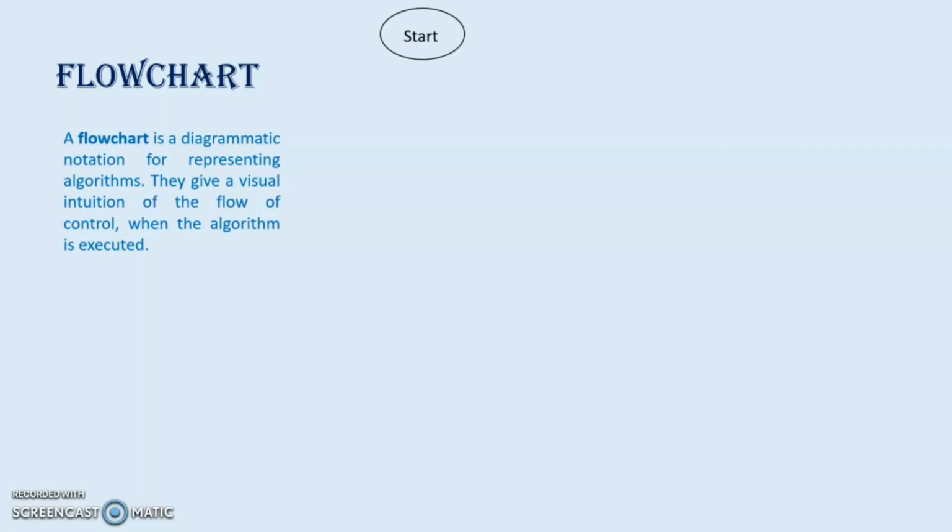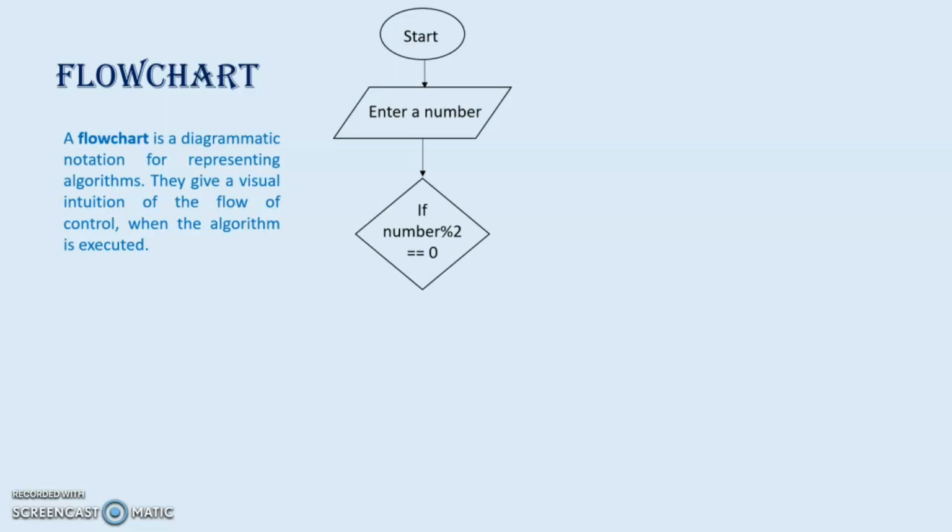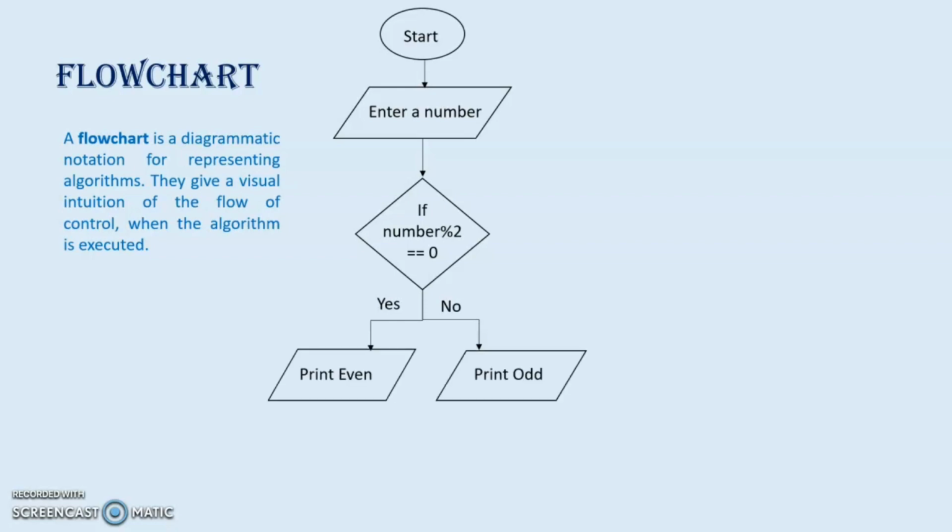The starting and ending terminal are written in an oval shape. The input and output is written inside a rectangle or parallelogram. The condition statement is written inside a rhombus. Here, if the remainder is 0, it's yes and it'll print even. If it's not 0, it'll print odd and the program stops.